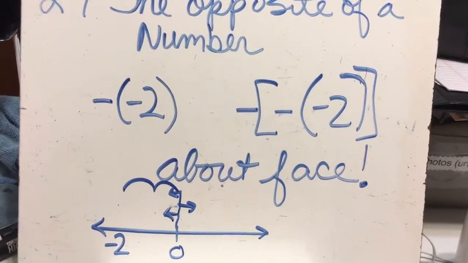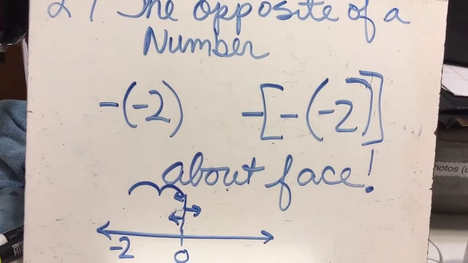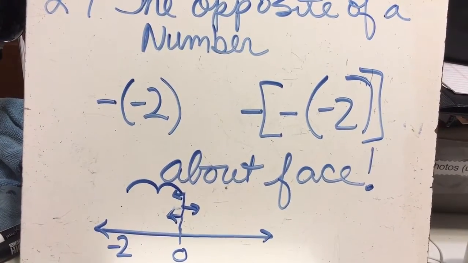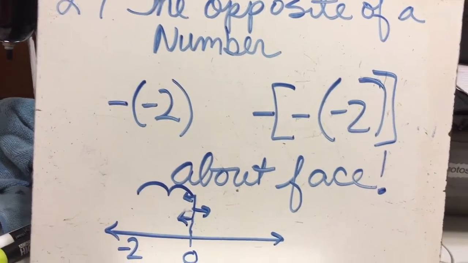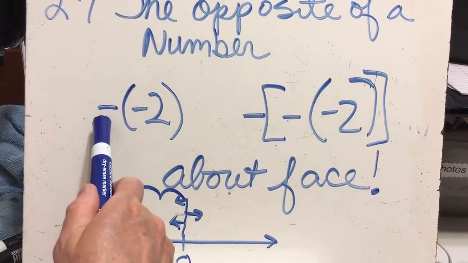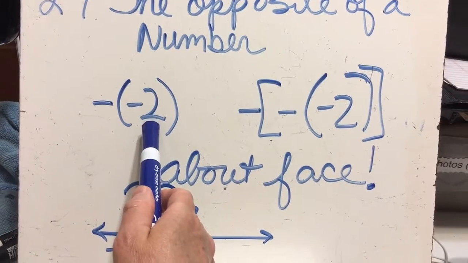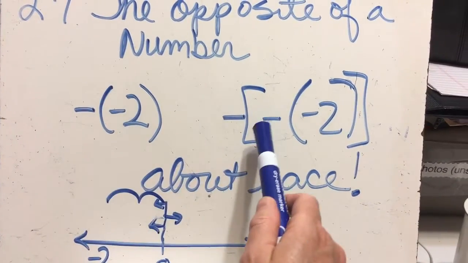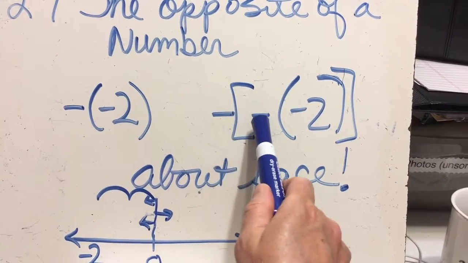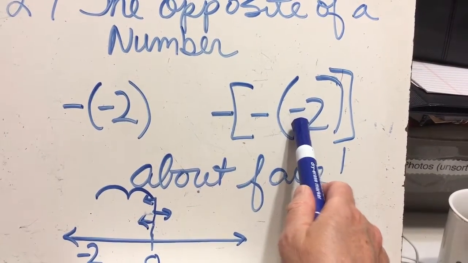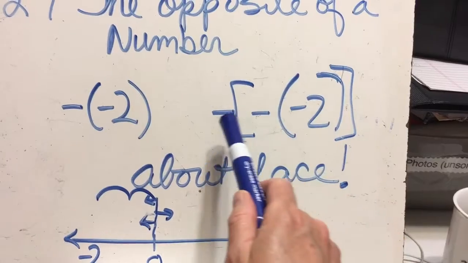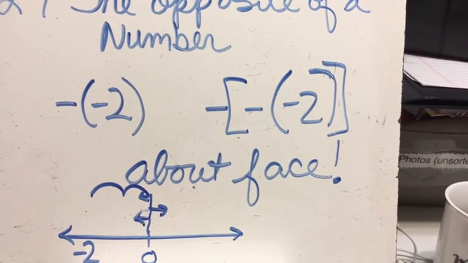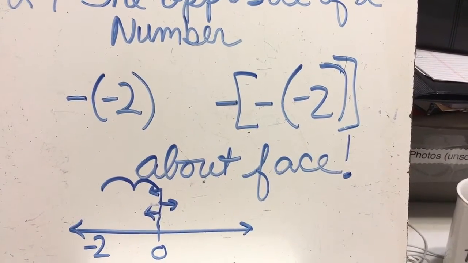All right, so every time we see a negative, we can kind of think about it as an about face or an opposite of. So we could look at this one and say it's the opposite of a negative 2. Well, the opposite of a negative 2 would be a positive 2. Or we could say it's the opposite of the opposite of the opposite of negative 2. And of course, two opposites would end up going the same direction that you started in.